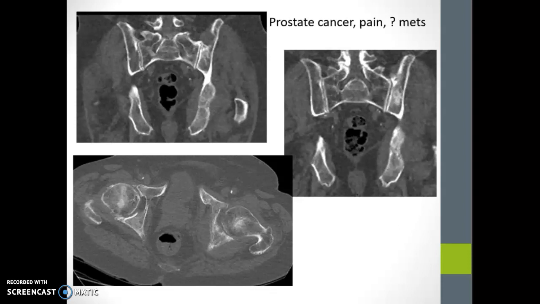So patient with prostate cancer and pain, querying METs, so soft tissue with bony METs, sclerotic METs, and acetabular fracture risk. So thinking about the quality of the bone here, you can see it's cystic, and up here you can see the quality of the bone here. It doesn't look right. These would be your metastases of the bone.